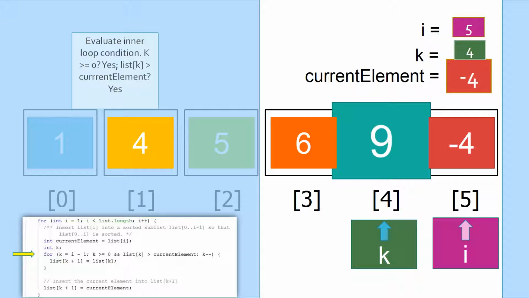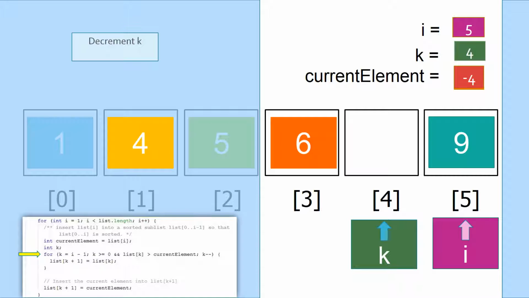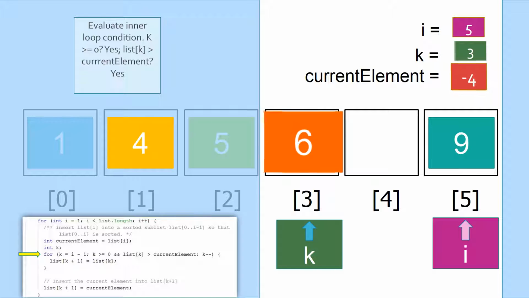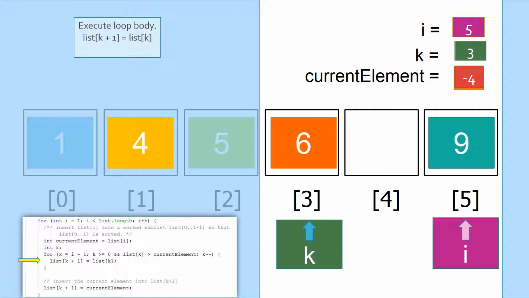Yes, it is. So we'll execute our inner loop. We'll update the data in position k plus 1 with the data at position k. We'll return to our for loop and decrement our k index. Evaluate the condition and see that yes, the data at this position is greater than the current element we had saved. So we will update and move this data from position k to k plus 1. And of course it would remain in position k in reality.